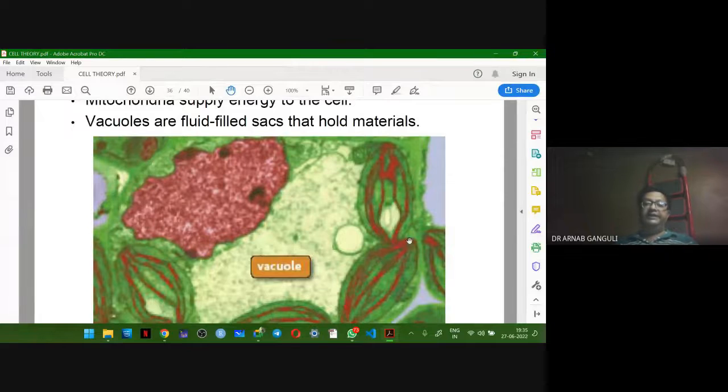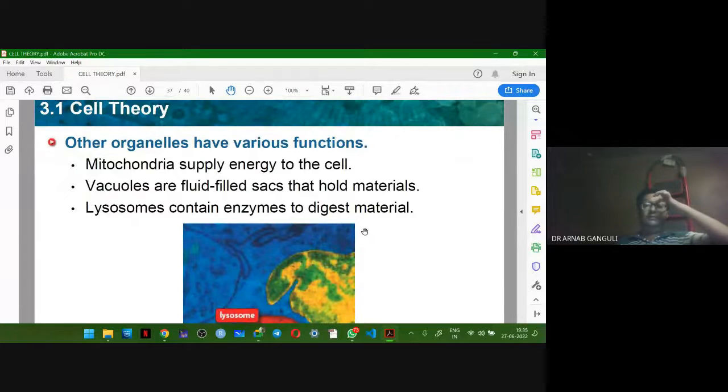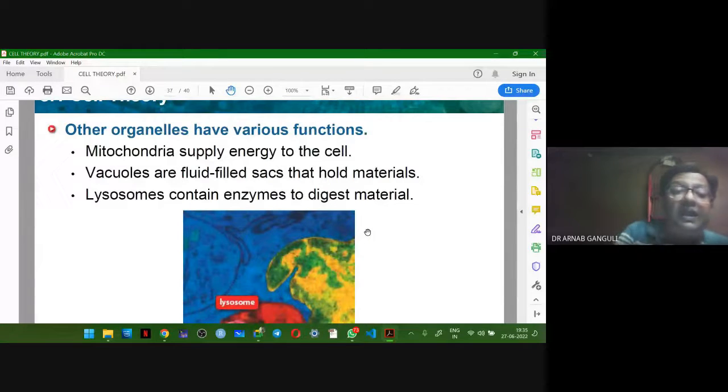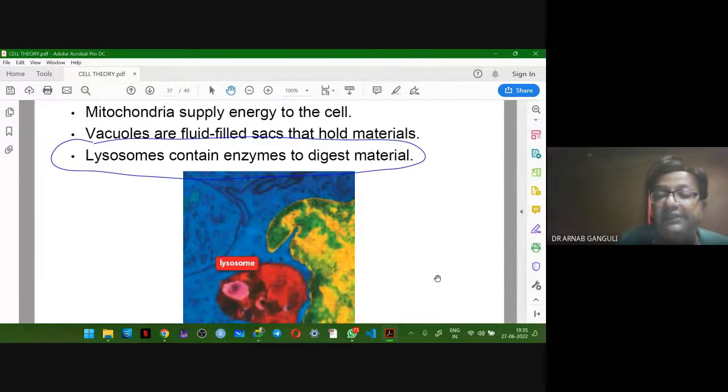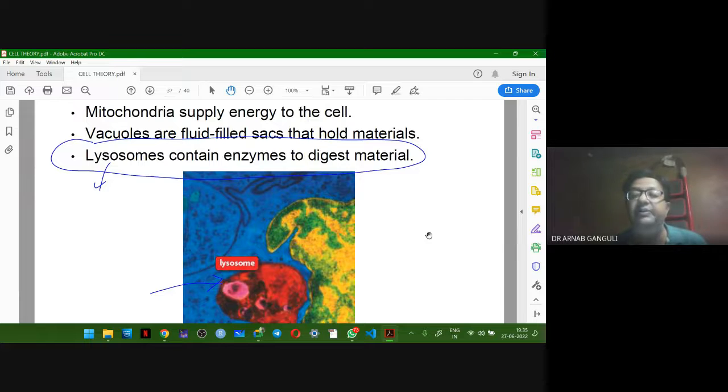Vacuoles are fluid-filled sacs that hold several materials. In plants, these vacuoles are very prominent. Lysosomes are another type of membrane-bound organelle. This is a lysosome over here, red color. They contain proteolytic enzymes to digest material and break it down.